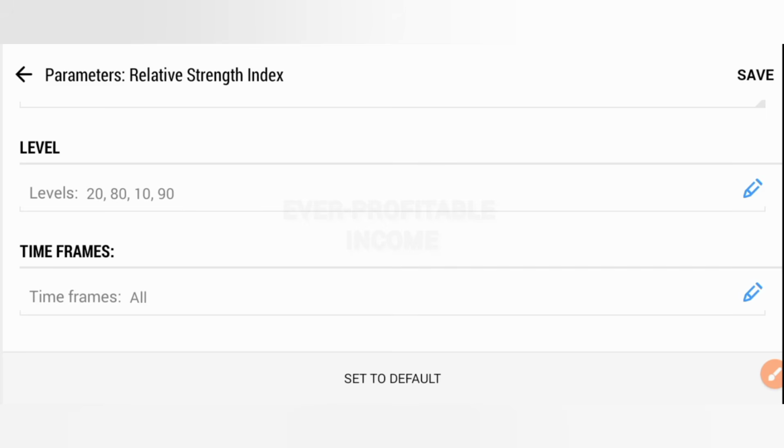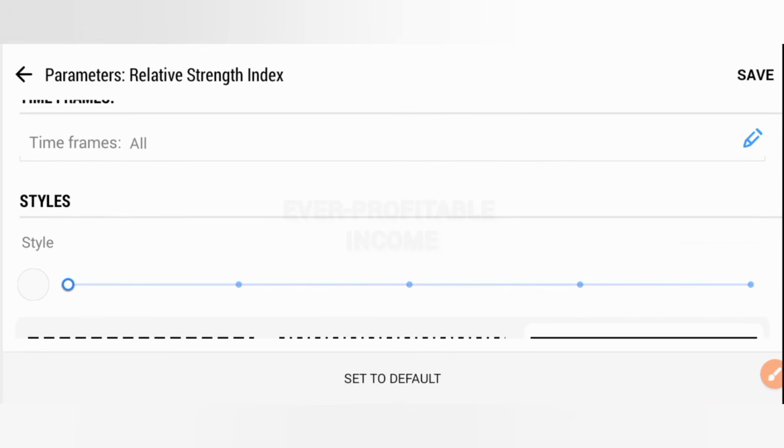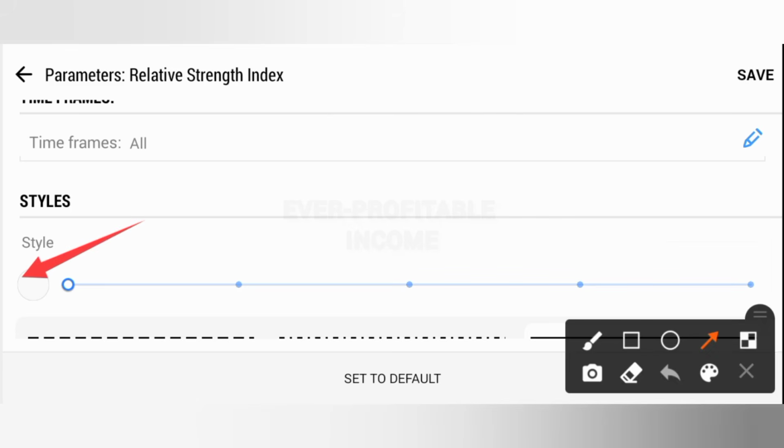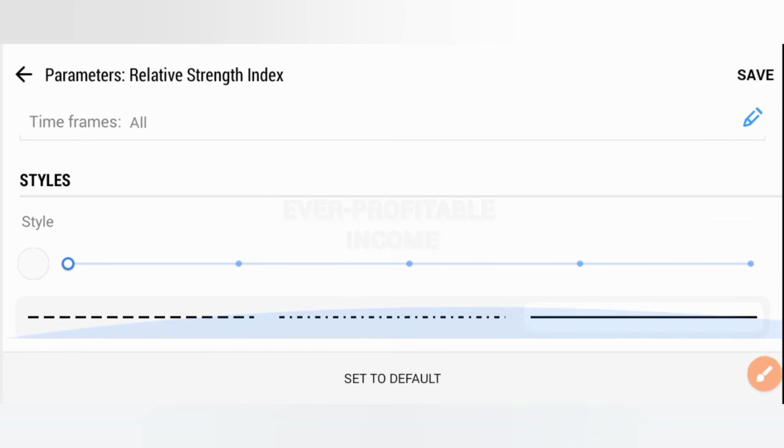So we'll have the style. We don't need the RSI middle line to be showing, so we make it the same color as our background. Change the style to be the same color as your background. Like mine, I changed it to white. So you won't see it showing in our indicator window, only the levels will be showing. So that is it for your RSI. Click on save.